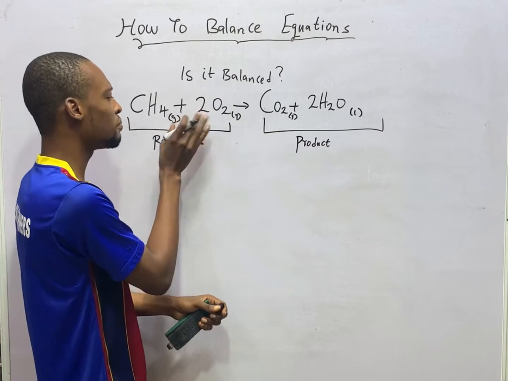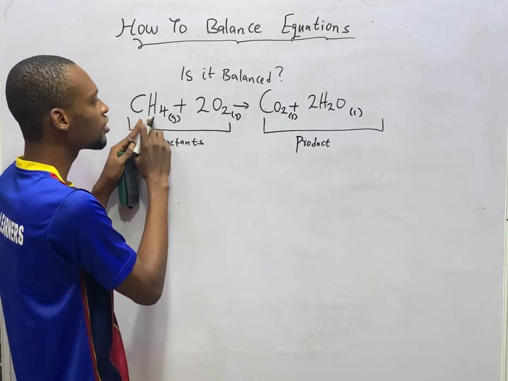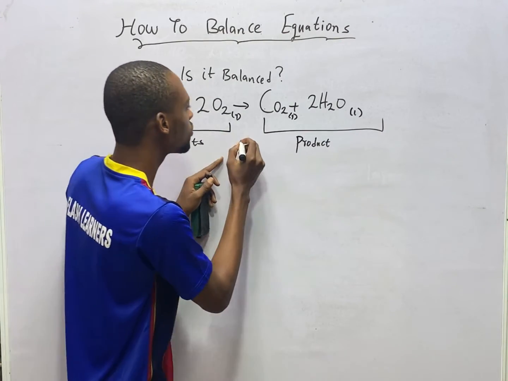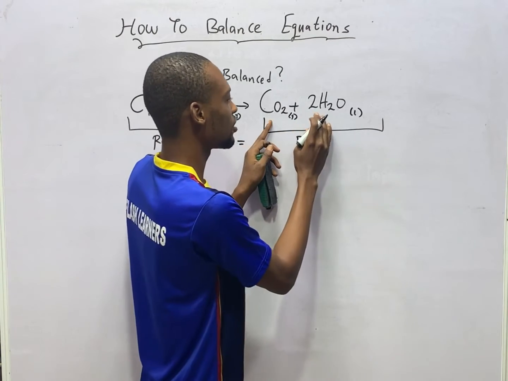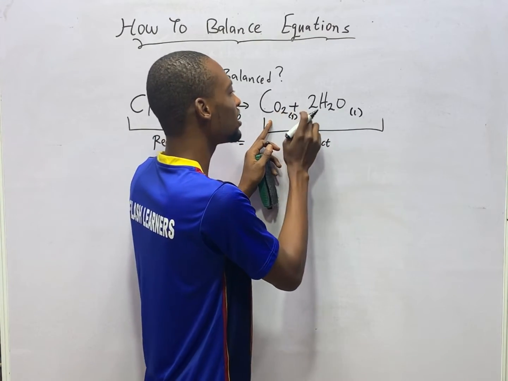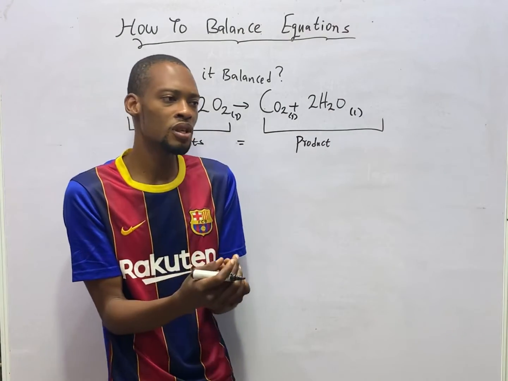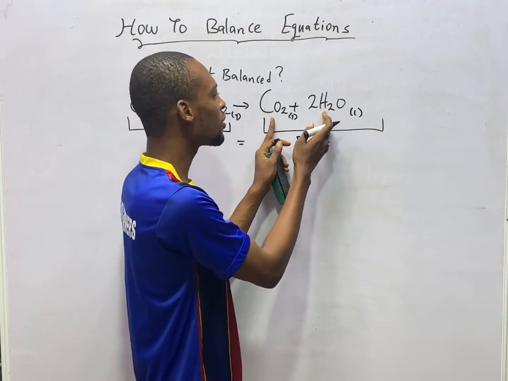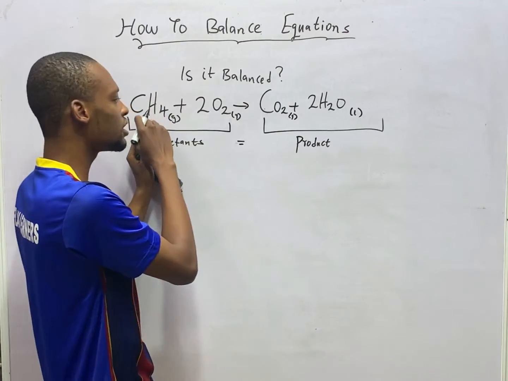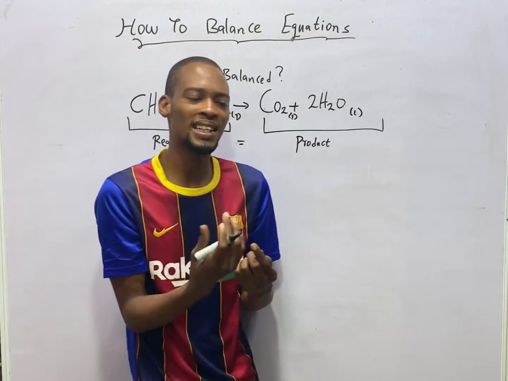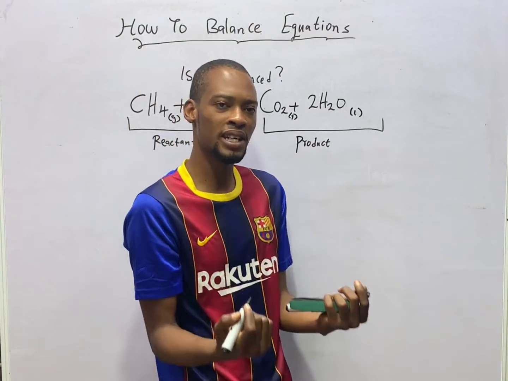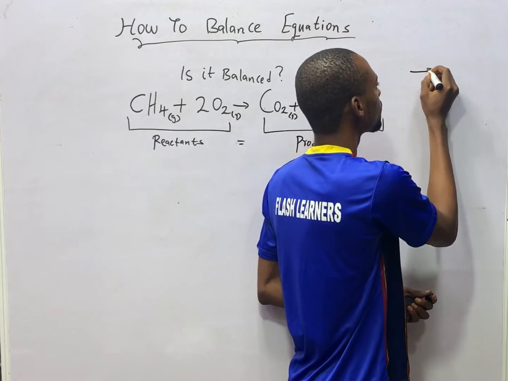Now this plus sign means combination. This reacts with this to give you equal to this. Some reactions are reversible, meaning if these react, it will reverse to give you this. In that case, we say that the reaction is a reversible reaction, something like this.